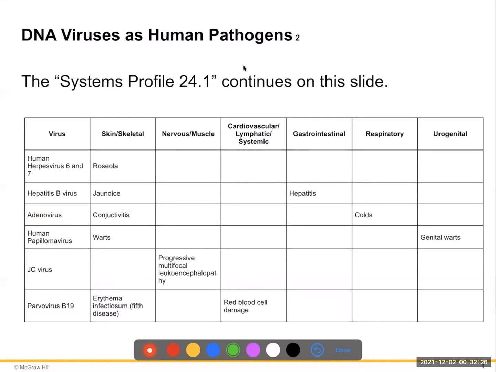Epstein-Barr virus, human herpes virus is actually 1 through 8 different types now. The adenoviruses, human papillomaviruses cause warts and genital warts. And then we've got JC viruses and the parvoviruses, which is really common in puppies and can be very damaging in dogs in the puppy stage.